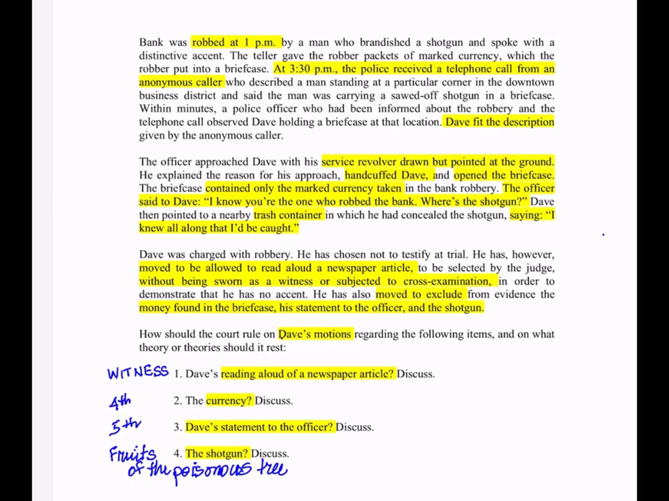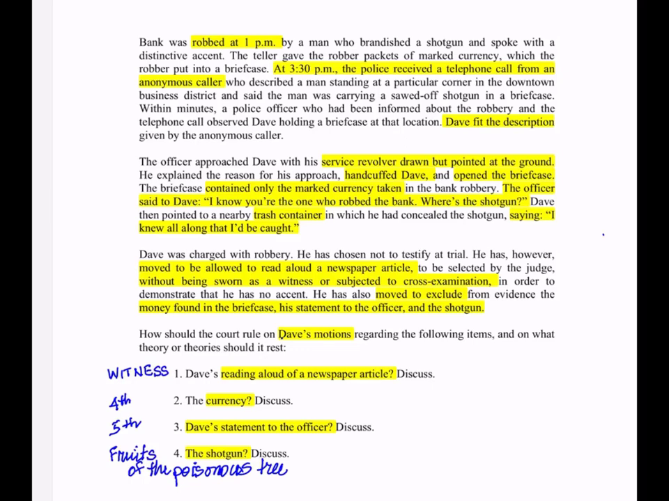Is there an interrogation? Well, yeah, when the officer said, "I know you're the one who robbed the bank, where's the shotgun?" he should have known that that could elicit an incriminating statement. So I think there's custodial interrogation here and no Miranda rights. Does that mean that the statement will be excluded? Well, there's an exception, public safety doctrine. So I think that the public safety doctrine is going to bring this statement in.